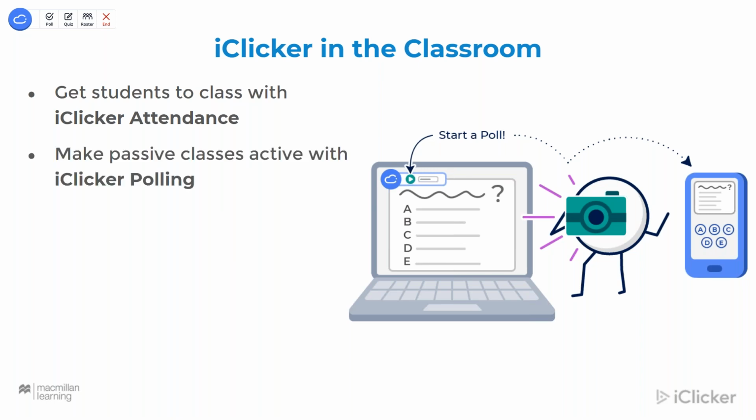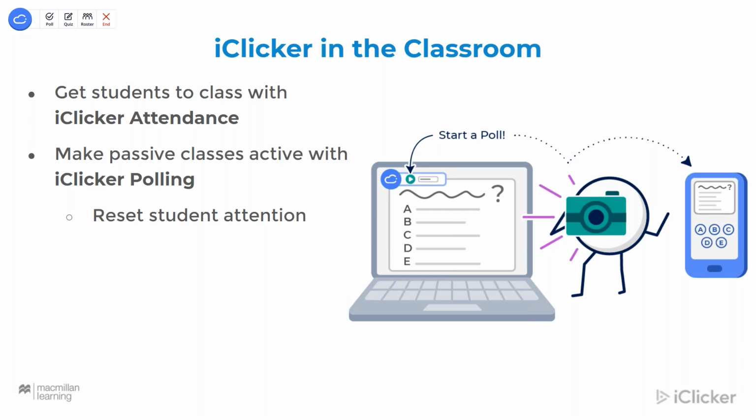You also have the opportunity to make your passive classes into active classes with iClicker polling questions. And asking polling questions is obviously fun and interesting, but it has some very real pedagogical benefits. For one, you're able to reset your students' attention and to draw their attention back into the material that you're presenting when they might be distracted just by thoughts in their heads or their smartphone or whatever it is that's going on in class.